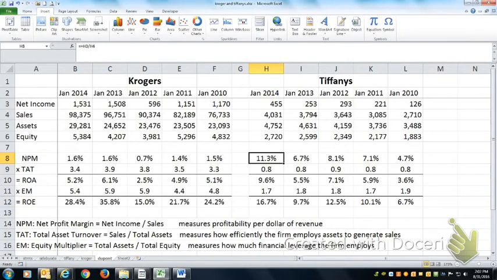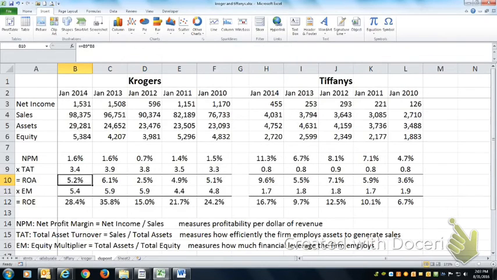Tiffany's makes more for every dollar of sales for reasons we've already discussed. They just don't make that many sales, and this gives you the total asset turnover, the sales per dollar of assets, and it's much lower for Tiffany's than it is for Kroger. Kroger churns through its assets. And then, of course, the equity multiplier is the big difference. Notice that return on asset wise, Tiffany's and Kroger's are fairly close together in most years.